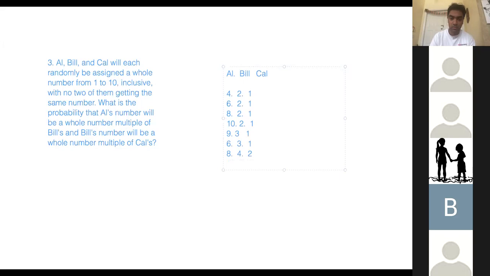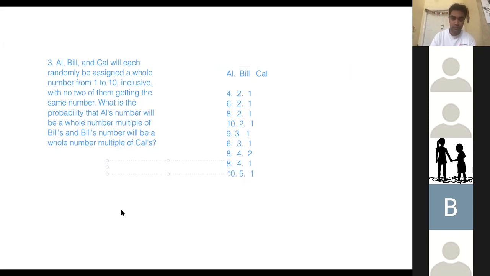I think we can do 8, 4, 6. Oh no, that doesn't work, never mind. Then we can do 8, 4, 1. And then 10, 5, 1. I think that's it. Makes sense, yep.